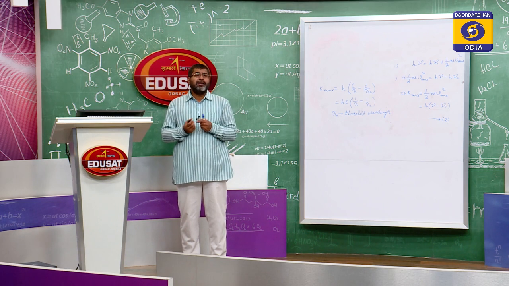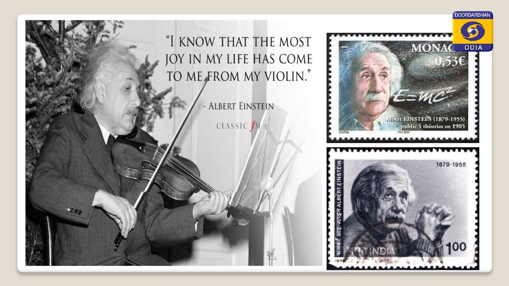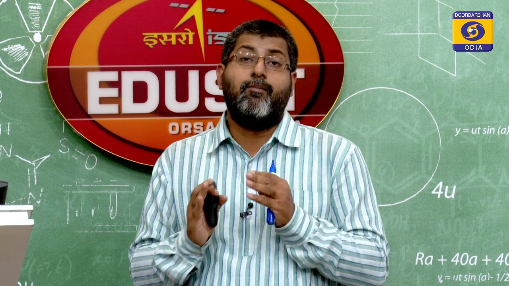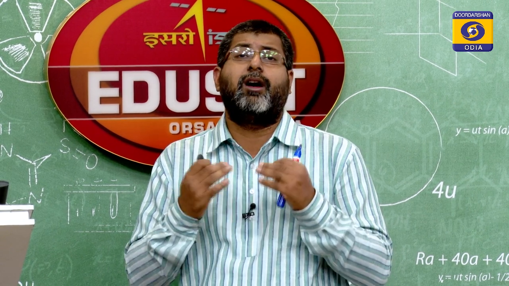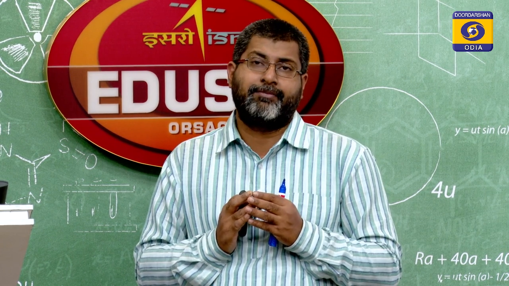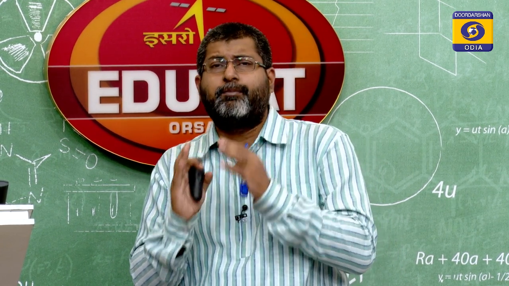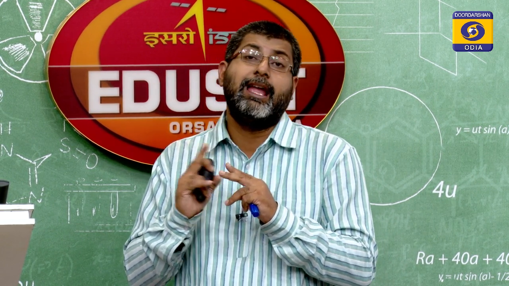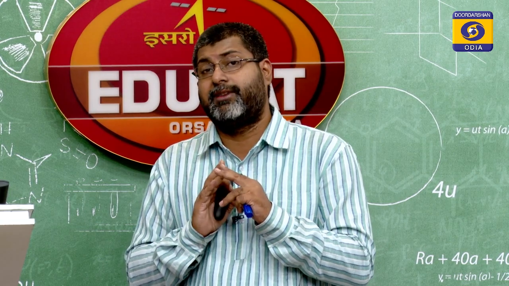Now, Einstein was a beautiful violin player. He was a very good musician, and we can say that he was a very versatile genius. Though Einstein got his Nobel Prize for the photoelectric effect, the most profound contribution of Einstein to the world of physics is the theory of relativity. He proposed two theories of relativity: one is the general theory of relativity and the other one is the special theory of relativity.